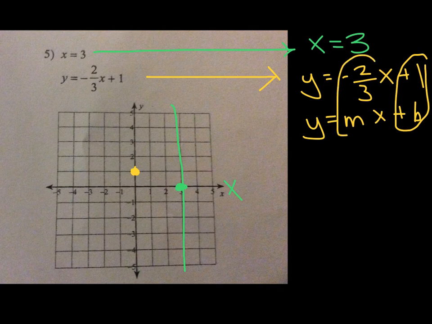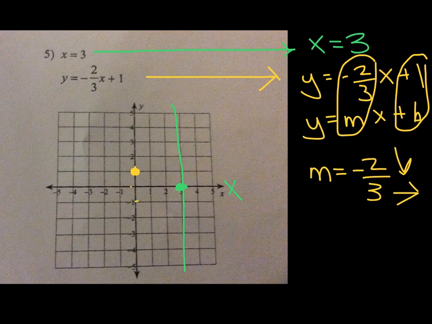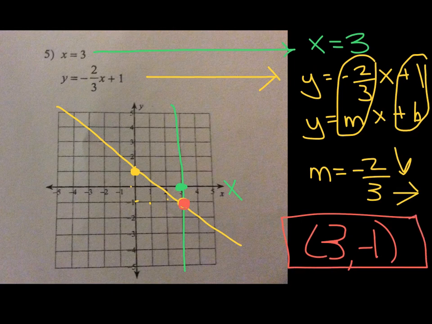Our m, or slope, is negative 2/3. Which means we're going to go down 2 and right 3. Down 2, right 3. So starting at our y-intercept, we're going to go down 2, right 3. And we can actually stop graphing our points right there because we can already see where our lines intersect. I'm going to put that point in red. They intersect at 3, negative 1. So 3, negative 1 is our solution. And there is one solution, which is where our two lines cross.